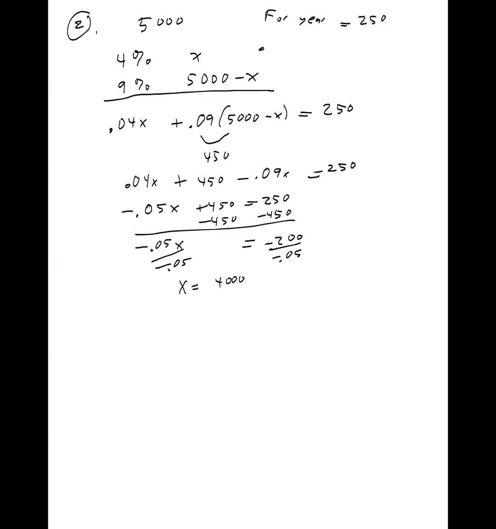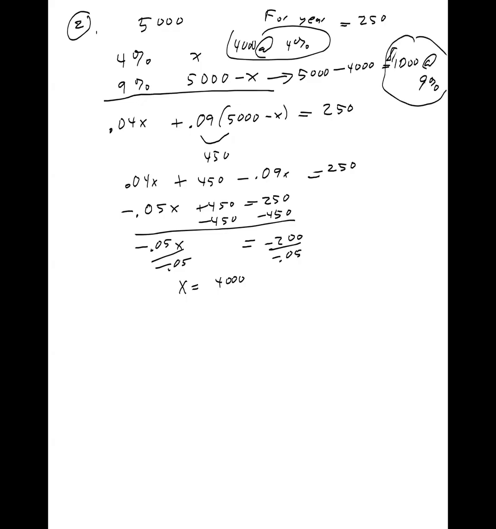So you should invest x, which is $4,000, at the 4% interest rate. And then the 9% interest rate is equal to 5,000 minus x. So that's 5,000 minus 4,000, which is equal to $1,000. You should invest $1,000 at 9% interest. There we go. That's the end of question 2.